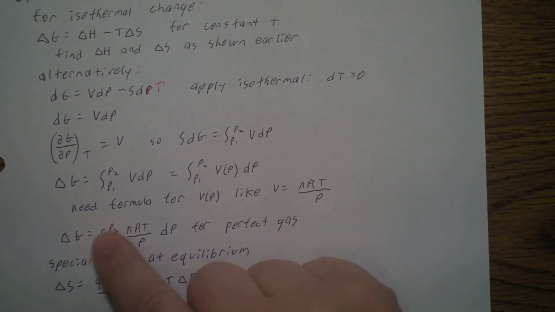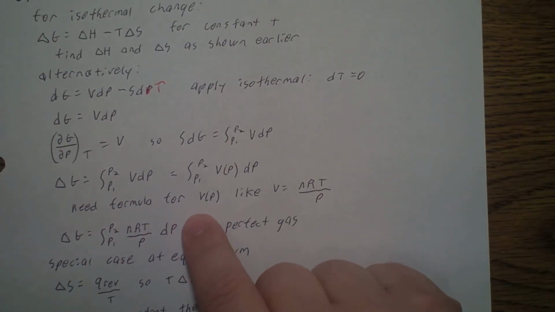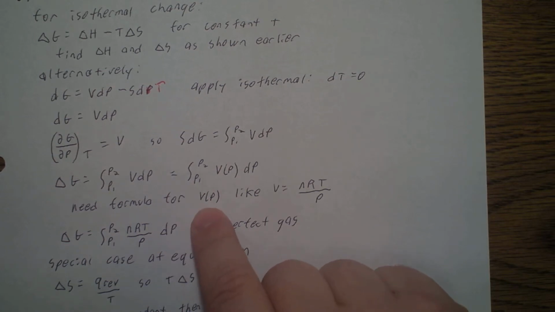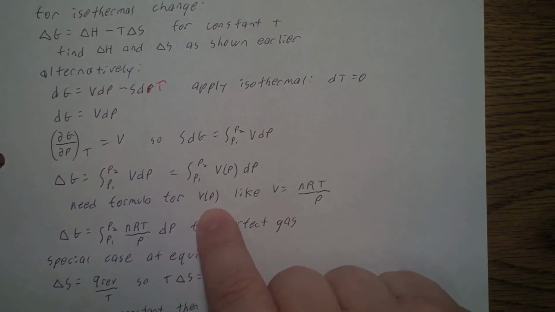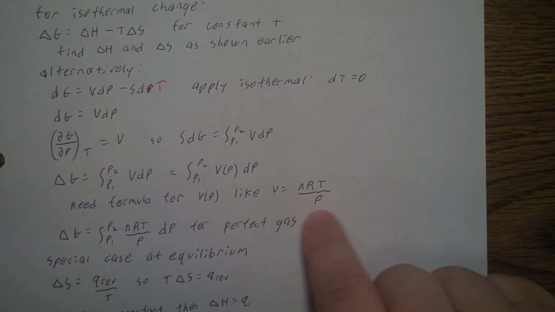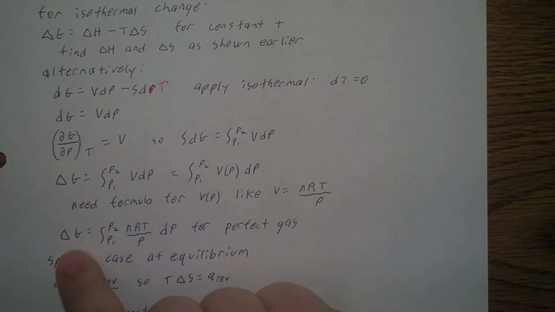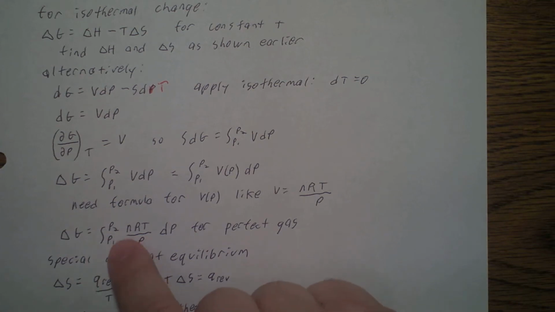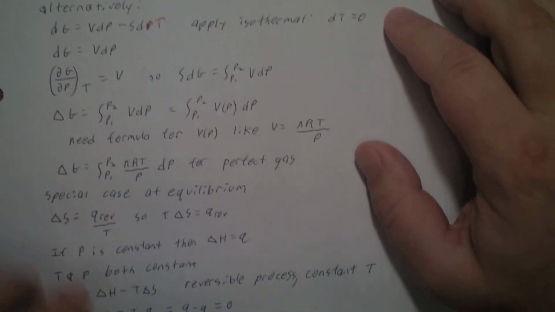So what we need then is a function for volume as a function of pressure. For example, with the ideal gas, solve for volume, we've got it as a function of pressure. It'd be just nRT over pressure. So for an ideal gas, or perfect gas, we could just say, okay, the change in the Gibbs free energy is equal to the integral from pressure 1 to pressure 2 of nRT over P dP for the perfect gas.